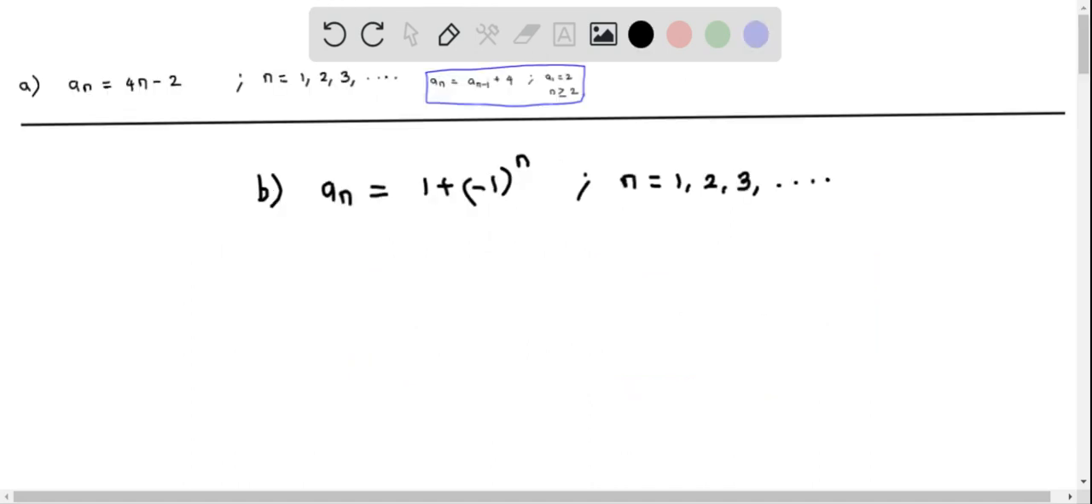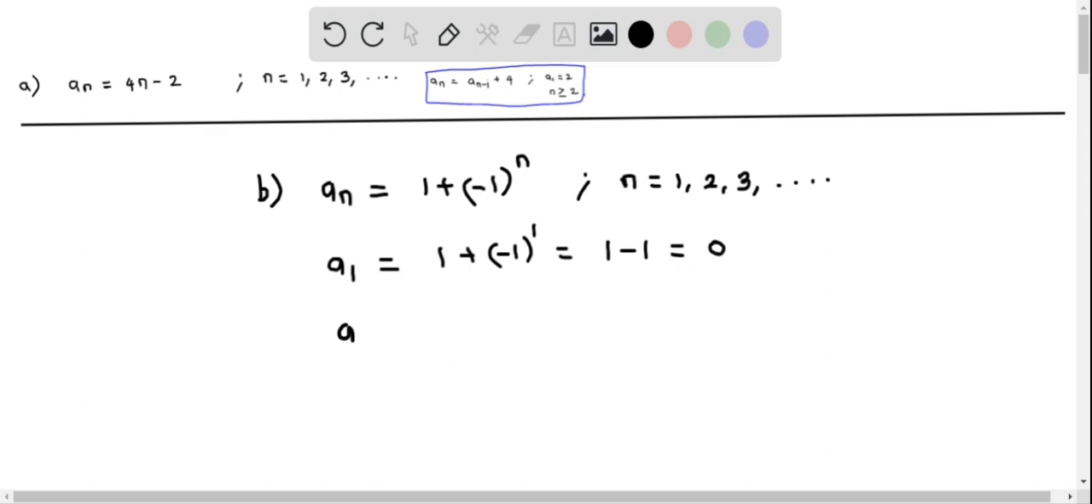Let's do part B. So first, let's write down the first few terms of this sequence by plugging in n equals 1, 2, 3, and 4. So let me plug in n equal to 1. Therefore, it becomes a_1 equals 1 plus (-1) raised to the power of 1. Negative 1 raised to the power of 1 is negative 1, and this gives 0.